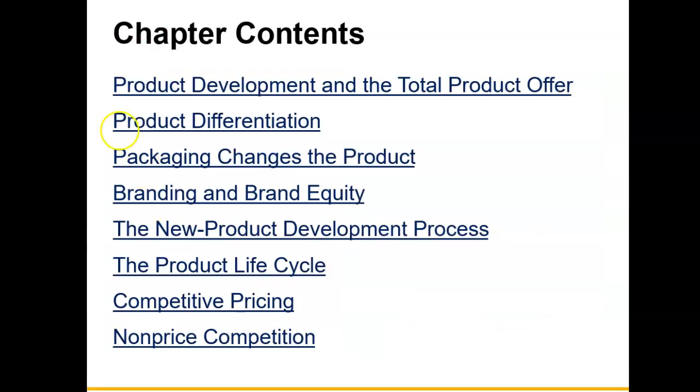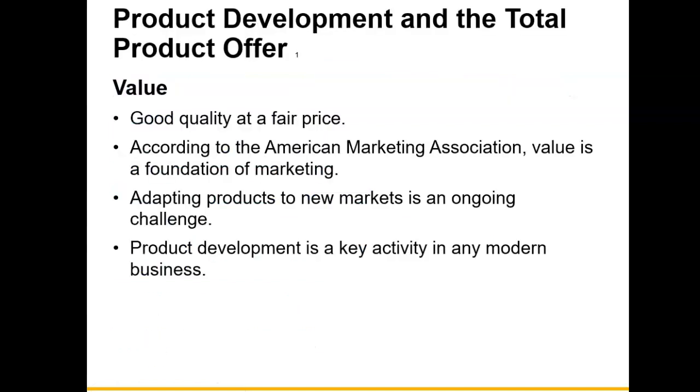In Chapter 14, we're going to cover product development and the total product offer, product differentiation, packaging changes the product, branding and brand equity, the new product development process, the product life cycle, competitive pricing, and non-price competition. So you ready? Let's go. Let's first talk about product development and the total product offer.